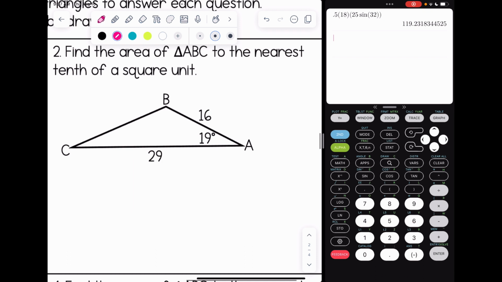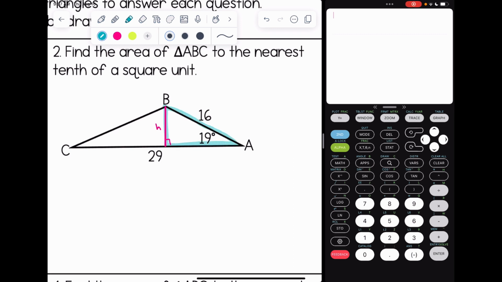Okay. All right, for number 2, let's try another. We're going to find the area of triangle ABC to the nearest tenth of a square unit. Once again, not a right triangle. So I'm going to walk through this problem by drawing in the height. Okay, and I'm going to call it H. And I'm going to use the right triangle. And when I draw the height, remember it always gives me a right triangle. I'm going to use the right triangle where we actually know some information.